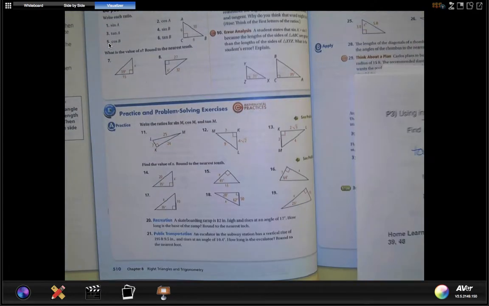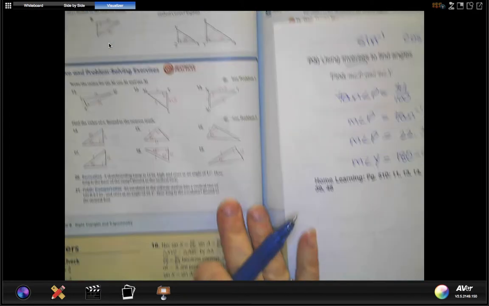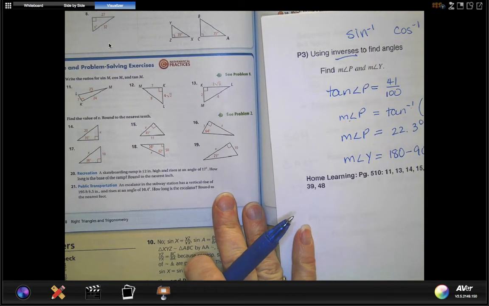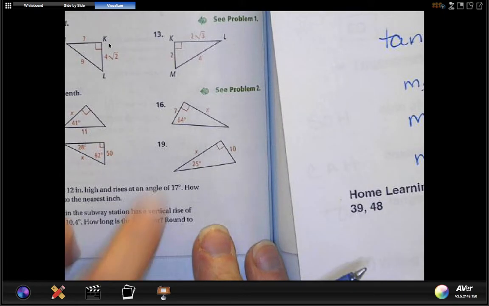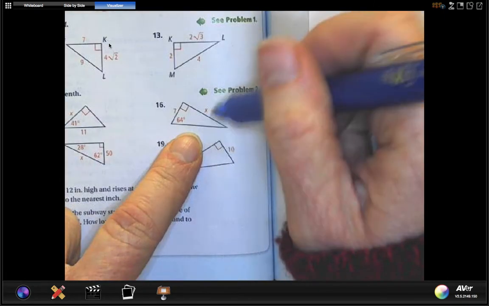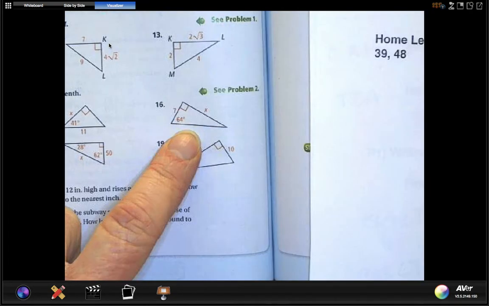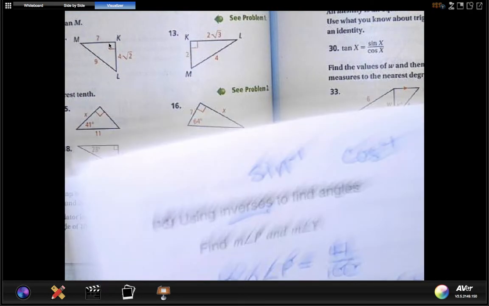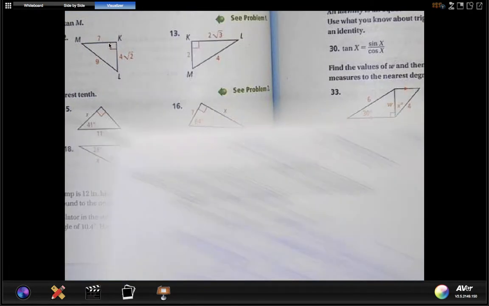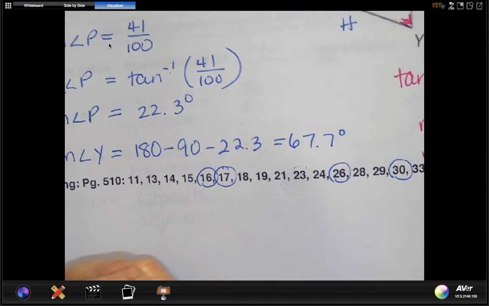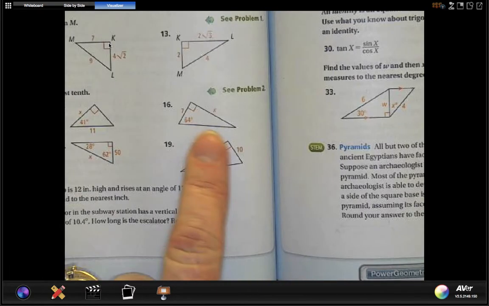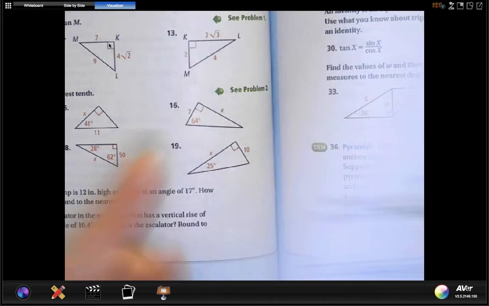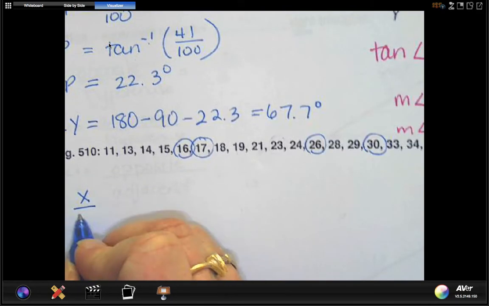All right, so 16. In 16, I am finding a side. This is my hypotenuse. This is opposite that angle, and this is adjacent. So I have the opposite and the adjacent, so I'm using the tangent function. So the tangent of 64 degrees is equal to, x is opposite, 7 is adjacent, so opposite over the adjacent.